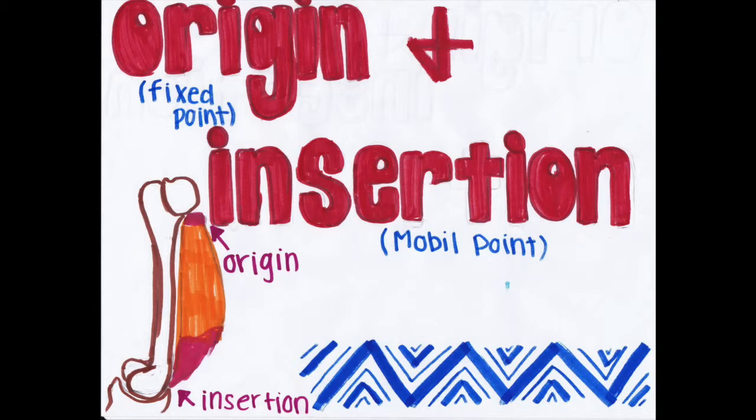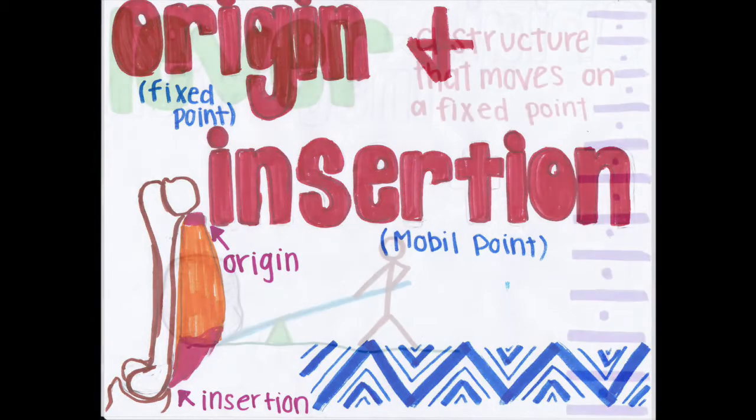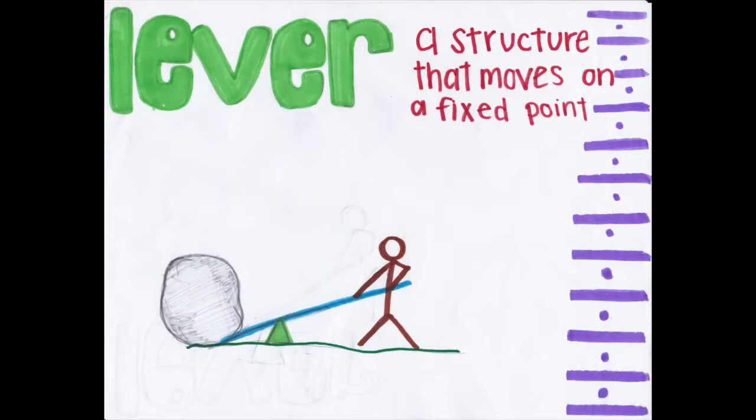A muscle attaches to a bone in 2 different places. Where a muscle attaches to a bone that doesn't change when a muscle contracts, or a fixed point, is the origin. The insertion is the point where a muscle attaches to a bone at a mobile point. A lever is a structure that moves on a fixed point. Movement is created when enough pressure is applied to overcome the load. Each bone in the body acts as a lever.